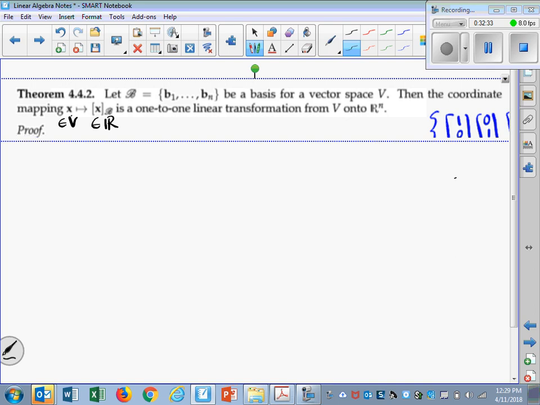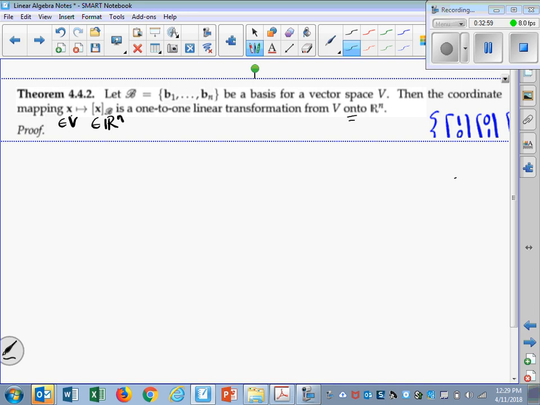Okay, so we have to show a few things here. We have to show 1-to-1. We have to show that it's a linear transformation, and we have to show onto. So they say onto. So we have a lot to show. Let's start by showing that it's a linear transformation. So our proof, the first thing I'm going to write here is linear. And remember, there are 2 things that you have to show in order for something to be linear.